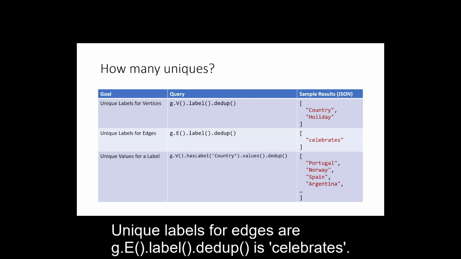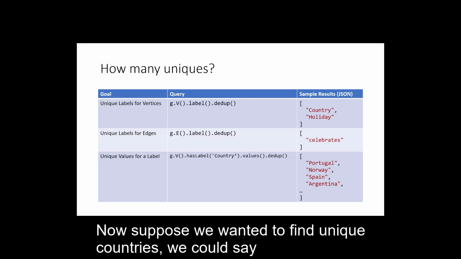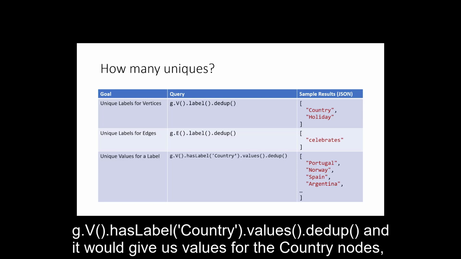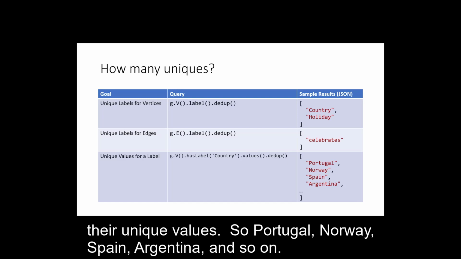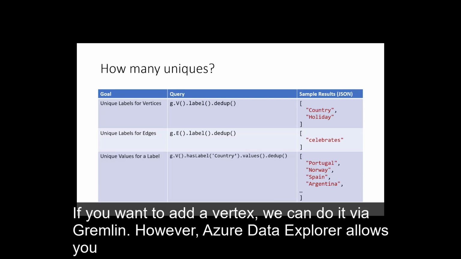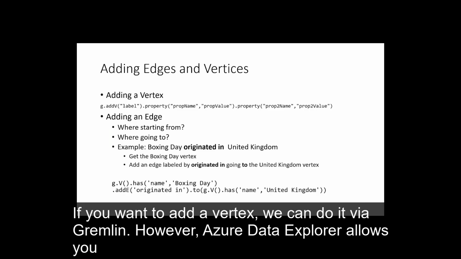Unique labels for edges are g.E, .label, .dedupe, celebrates. Now suppose we wanted to define the unique countries. We could say g.V, has label country, .values, .dedupe, and it'll get us the values for the country nodes and their unique values. So Portugal, Norway, Spain, Argentina, and so on.